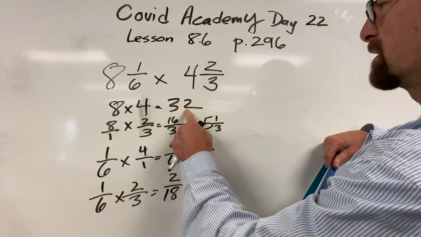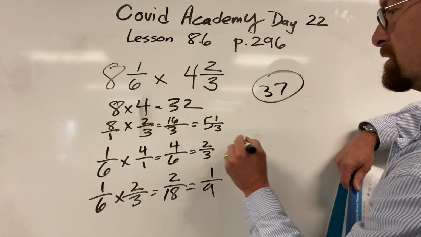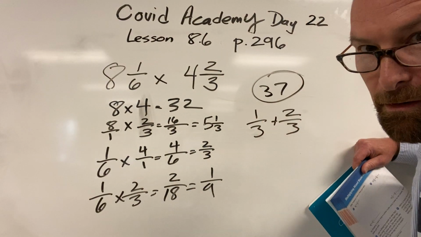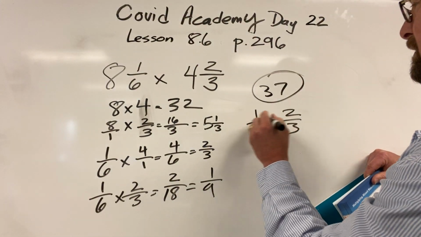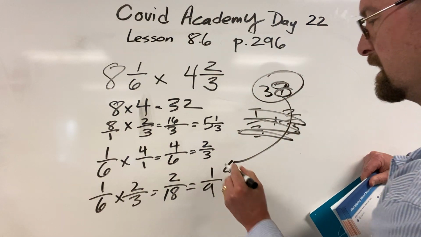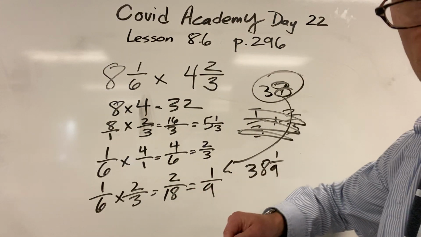Okay, let's do these parts. 32 plus 5 is 37. I'm just going to hold that in my head over here so I can do 1/3 plus 2/3. Guess what that is? 3/3, that's 1. So we're up to 38. And all we've got left is a ninth, so it's 38 1/9. Or 38 2/18, same thing.